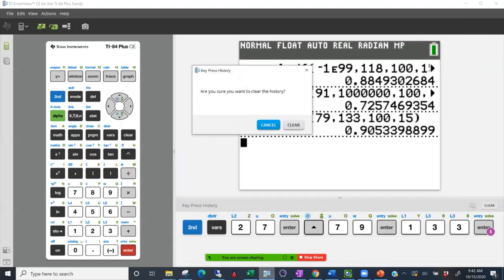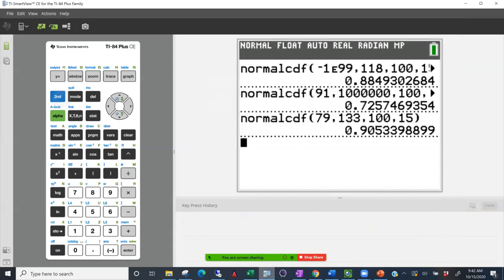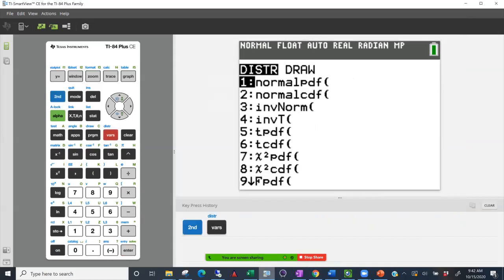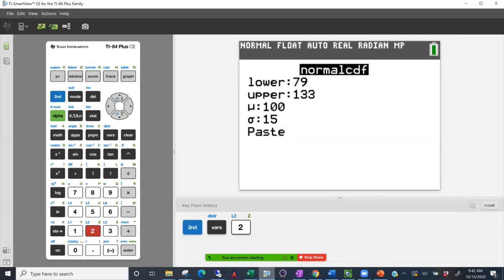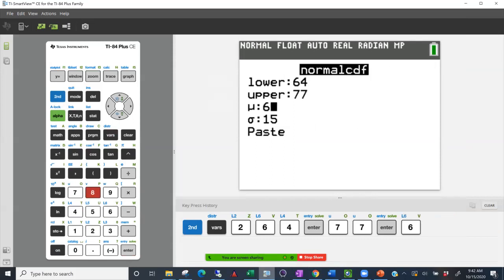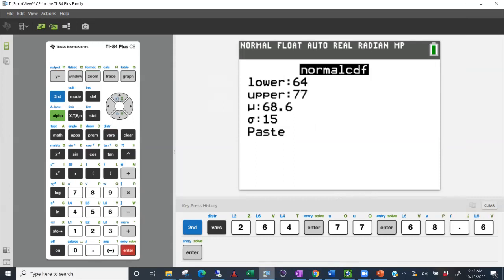So clear you out again. 64, 77, 68.6, and 2.8.